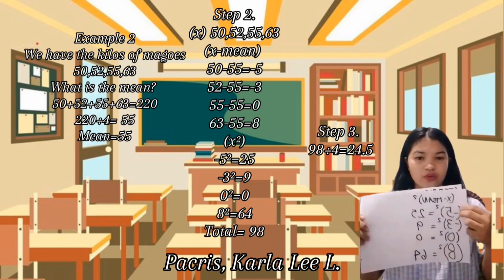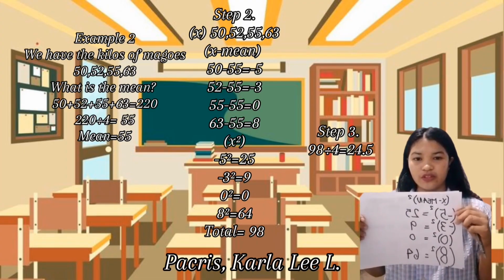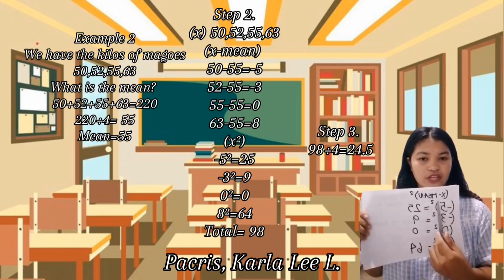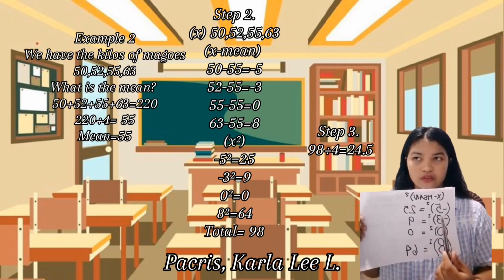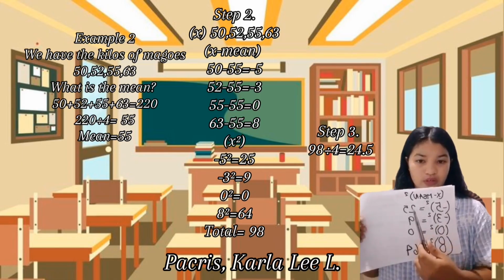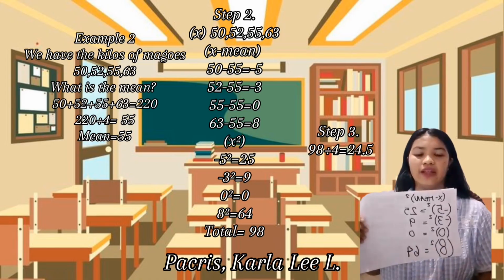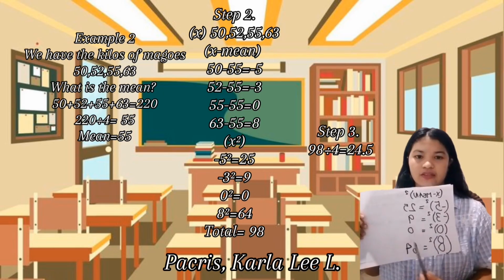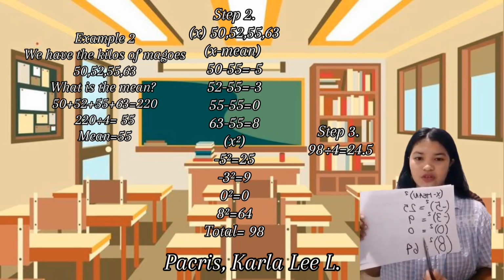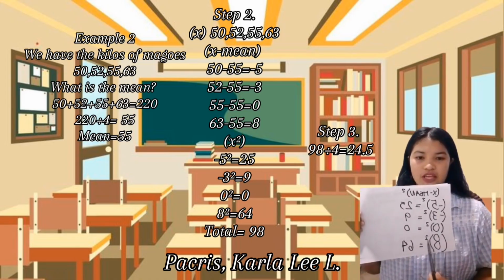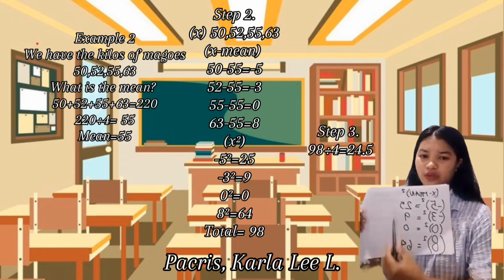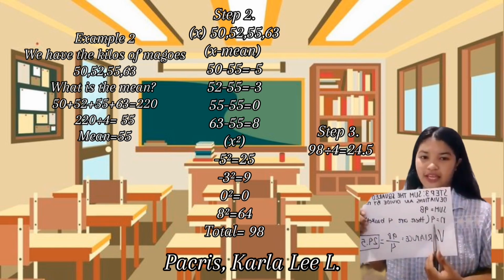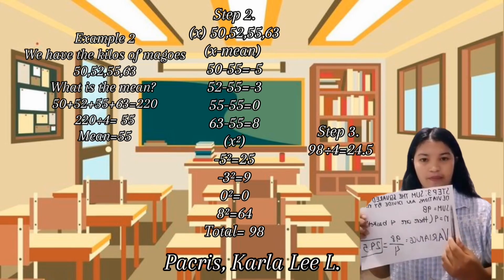So the last thing that we are going to do is to square the values. Negative 5 squared is equal to 25, and negative 3 raised to the second power is 9, and 0 raised to the second power is 0, and 8 raised to the second power is 64. We come up with a total of 98. So we have the last step.